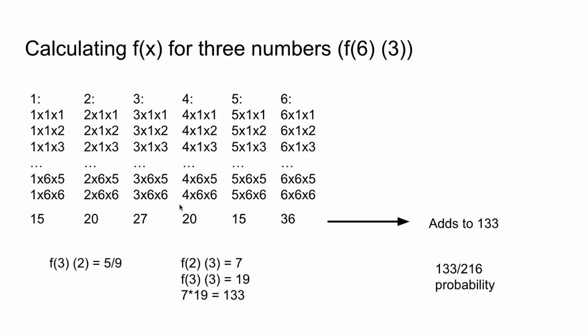f of 2 for 3 numbers is equal to 7 because 2 to the power of 3 minus 1 to the power of 3 is equal to 7. And f of 3 for 3 numbers is 19 because 3 to the power of 3 minus 2 to the power of 3 is equal to 19. Now, 2 times 3 is 6, right? But 7 times 19, as it happens, also multiply to make 133.